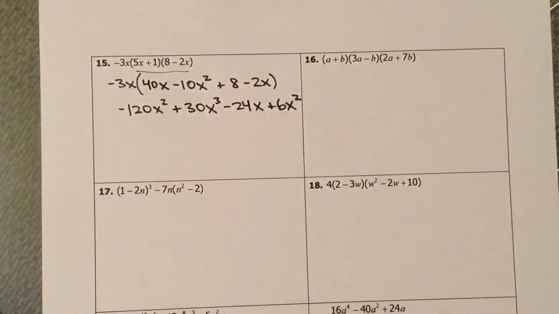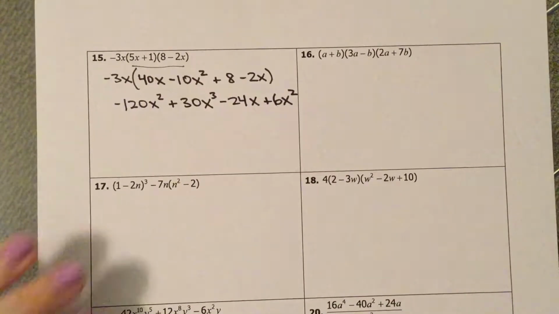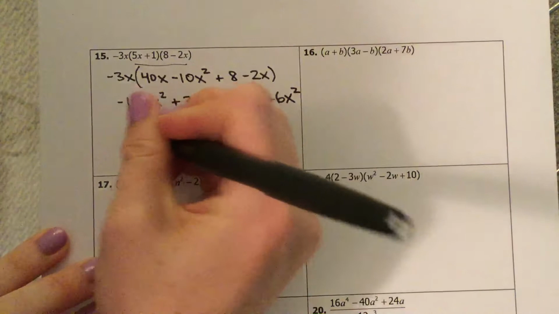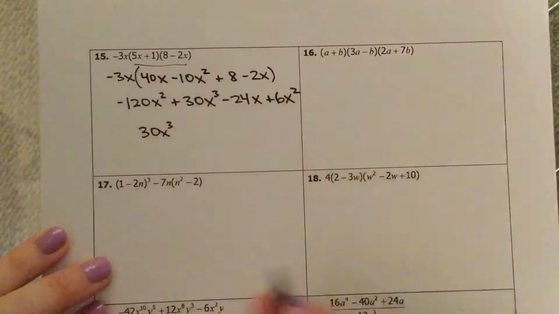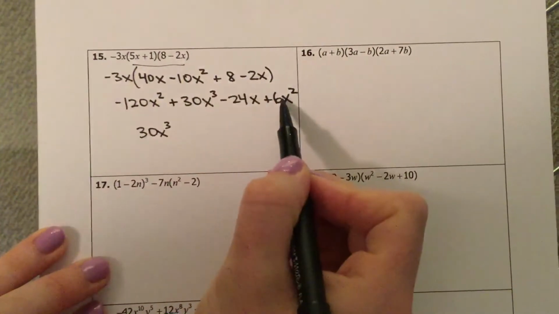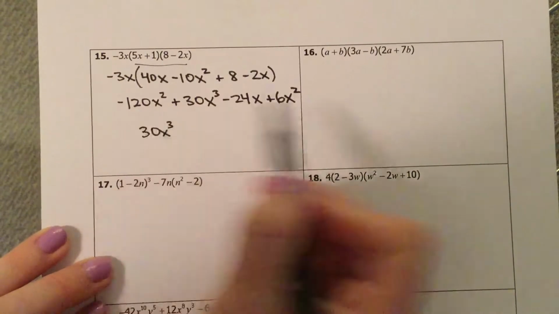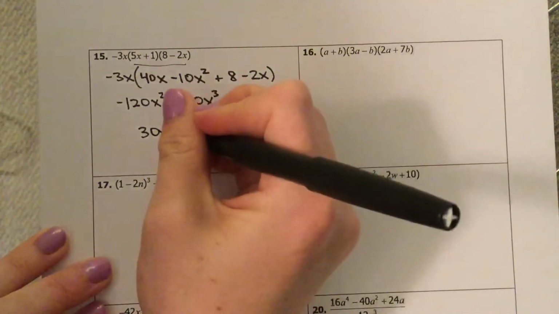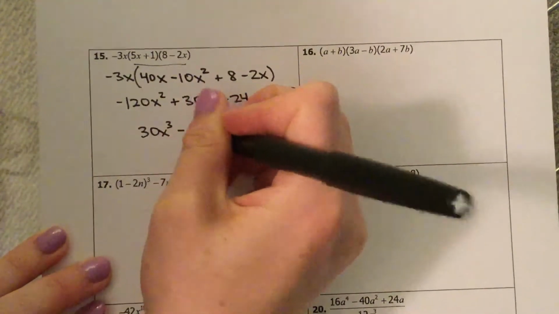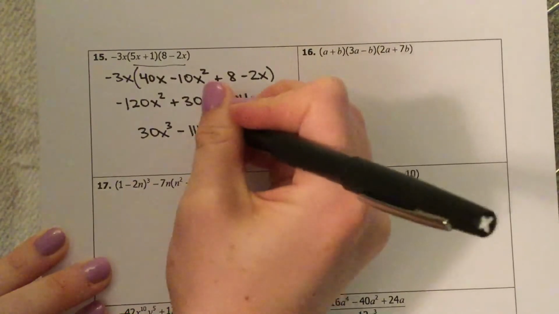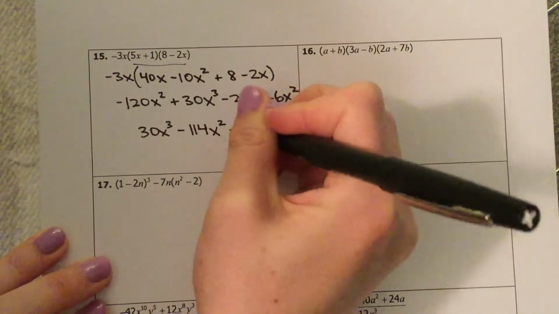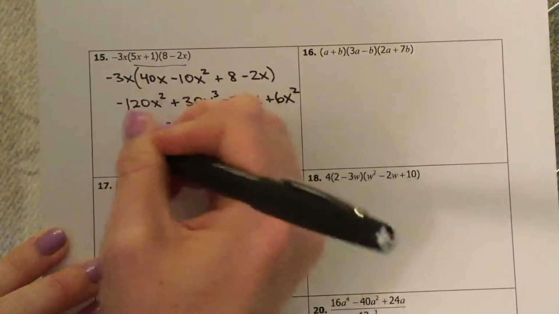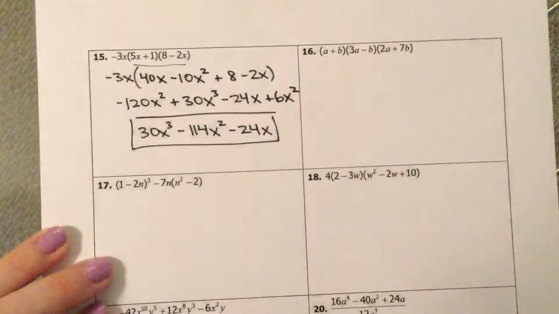All right, so for my final answer, I'm going to combine any like terms, make sure it ends up in standard form, which means decreasing order. So my first one would be 30x to the 3rd. Next, I can combine my first and last term here. So negative 120x squared plus positive 6x squared will be negative 114x squared. And finally the negative 24x. So that would be your final answer for number 15.